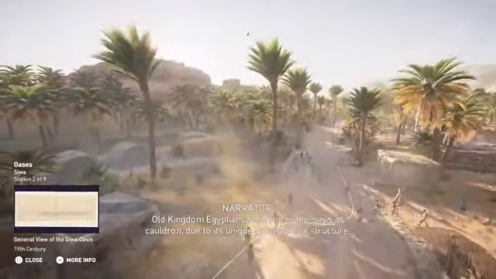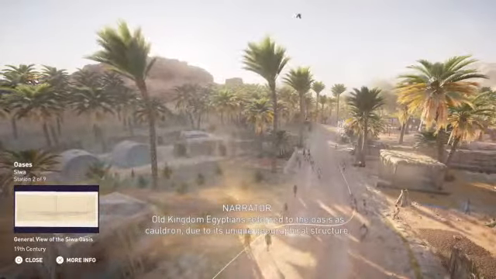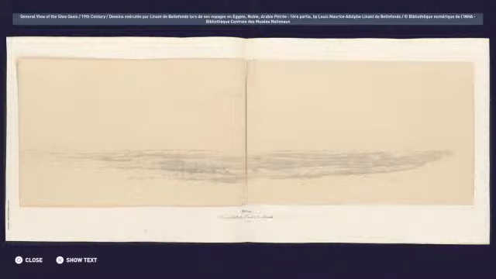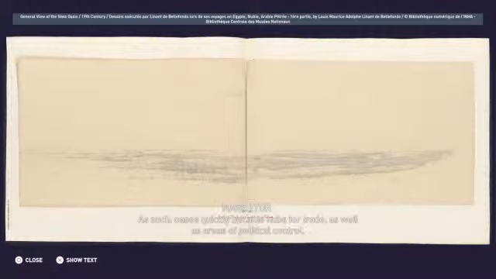Old Kingdom Egyptians referred to the oasis as cauldron due to its unique geographical structure. Oases were crucial for nomadic tribes and caravans. Without them, there was no chance of survival in an otherwise harsh landscape. As such, oases quickly became hubs for trade, as well as areas of political control.